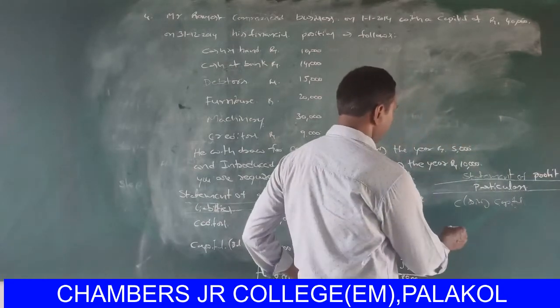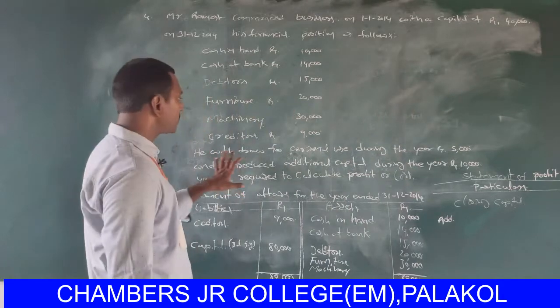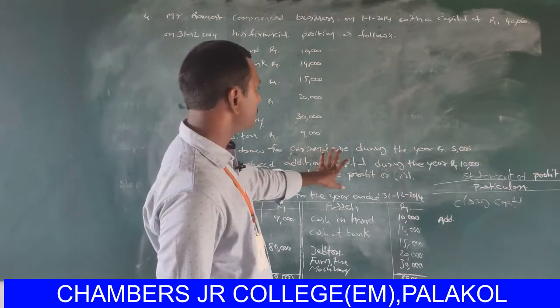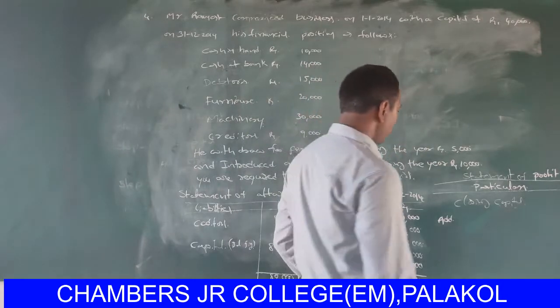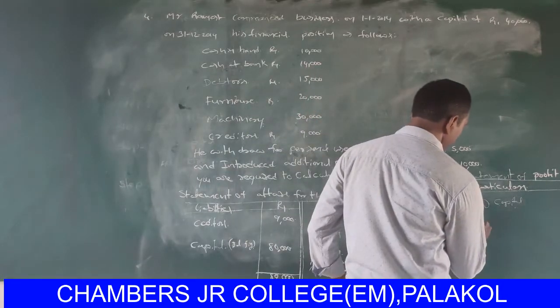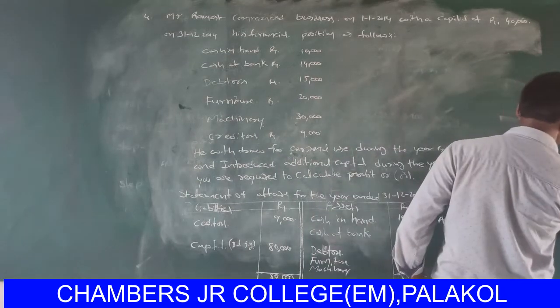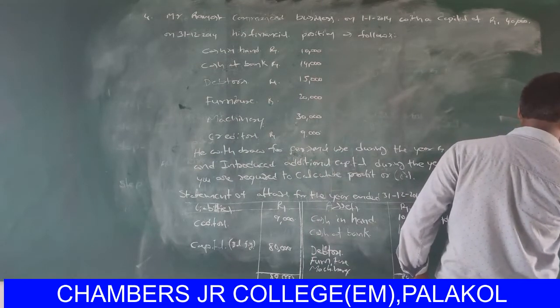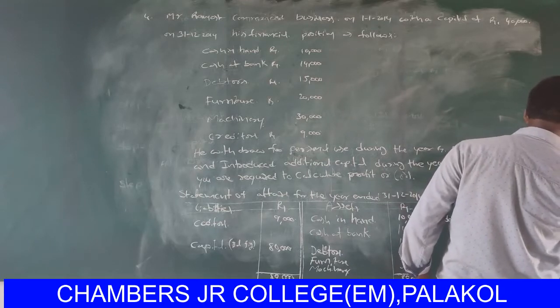Now add drawings. He withdrew for personal use during the year 5,000. Personal use means drawings. Add drawings rupees 5,000. 80,000 plus 5,000 is 85,000.